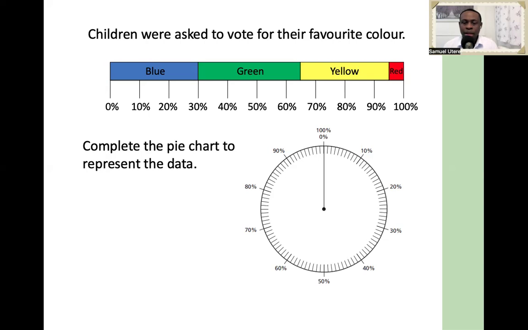Now we're going to mark 30%. So we mark 30% on the pie chart. Next, we're going to mark from 30% to 65%. You can see that green is from 30% to 65%. So we're going to mark from 30% to 65% on the pie chart. Next, we're going to mark yellow, which is from 65% to 95% on the pie chart. And we can see that what is left is red.